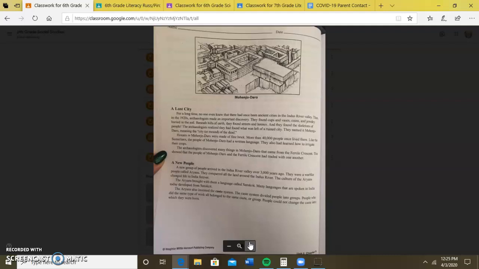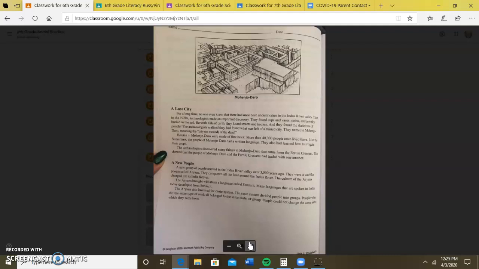Houses in Mohenjo-Daro were made of fine brick. More than 40,000 people once lived there. Like the Sumerians, the people of this place had a written language. They also had learned how to irrigate their crops. The archaeologists discovered many things that came from the Fertile Crescent. This showed that the people of Mohenjo-Daro and the Fertile Crescent had traded with one another.